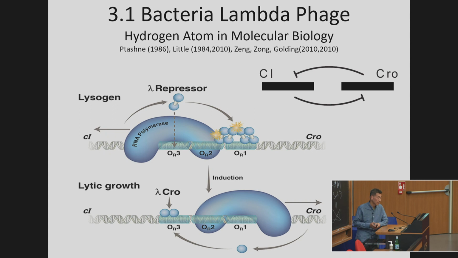Now, lastly, we talked about the importance of the landscape and the rotational flux component of the driving force. Can we experimentally quantify those? And so we decided to collaborate with experimentalists and look at some biological systems to see if we can do that. The first one we tried is the so-called hydrogen atom of molecular biology, the bacterial lambda phage, where typically you have two genes mutually repressing each other. It's supposed to be a relatively simple one.